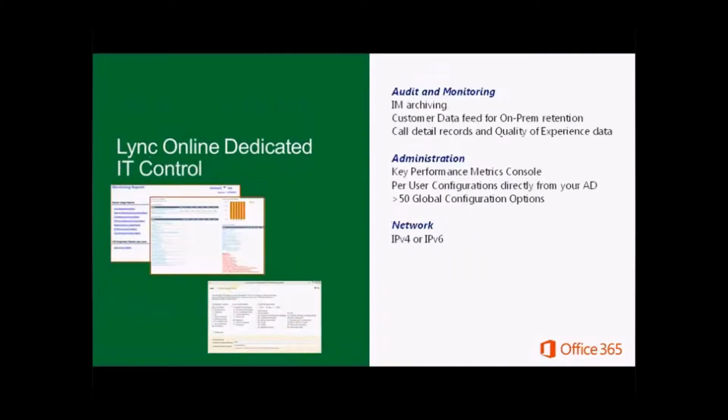In the IT control space, we provide quite a bit of ability around auditing and monitoring, administration, and network. So with auditing and monitoring, we provide IM archiving capability, and then we also provide a direct data feed so that you can actually port that data, archive data, QoE data, CDR data, on-premise for longer-term retention. We provide access to a key performance metrics console, so you can monitor the health and utilization of your deployment. And then we also provide many per-user configurations directly from your Active Directory. And then we have over 50 global configuration options for your deployment.